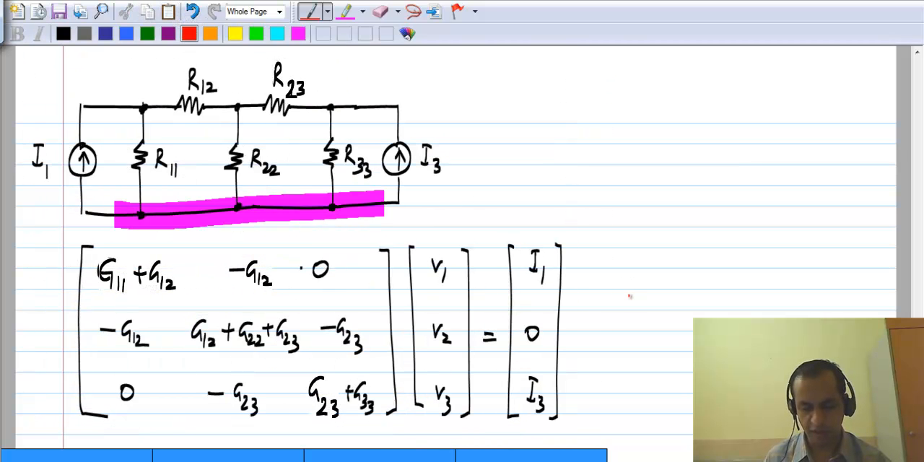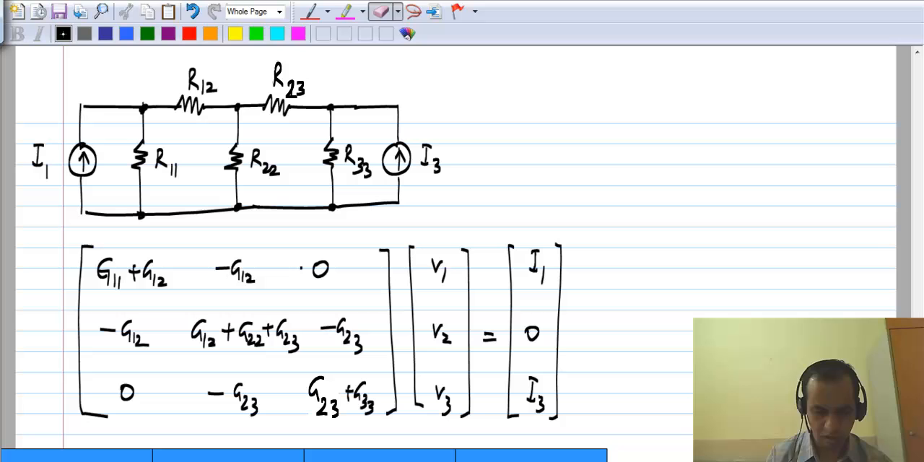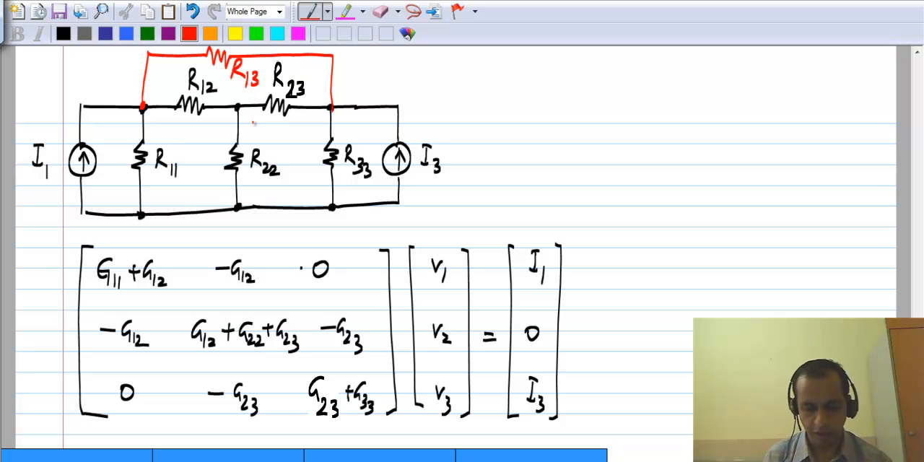So now let's consider another change. Let me add a conductance between nodes 1 and 3. So what does this change? Please work it out.